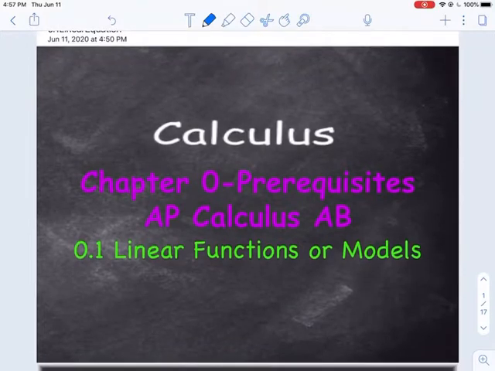Okay, so today we're here working on prerequisites for AP Calculus AB. We're going to start off with linear functions or models.